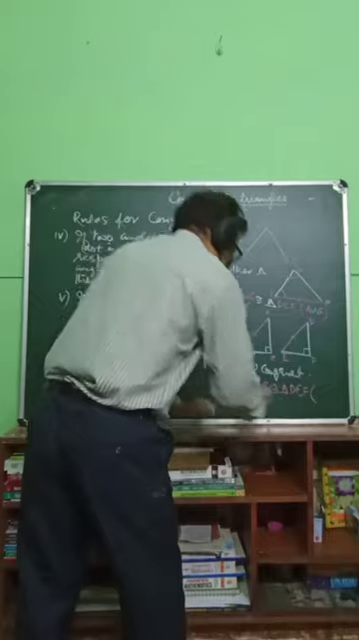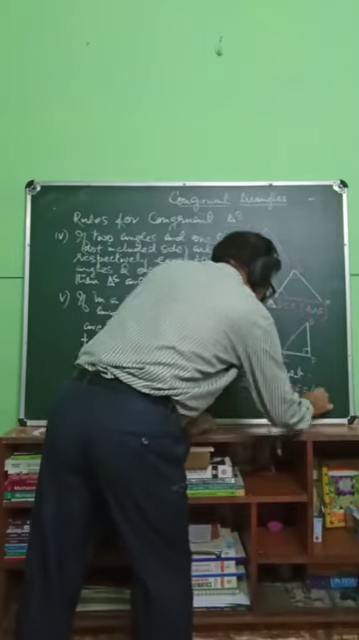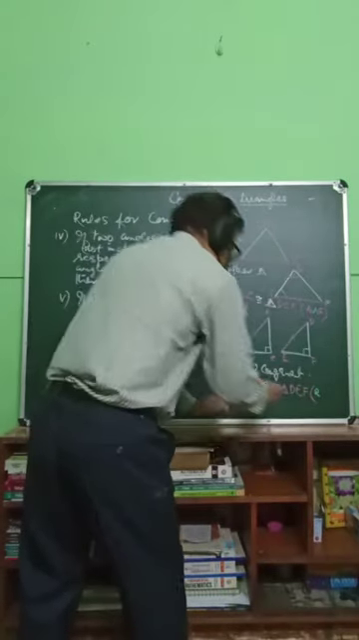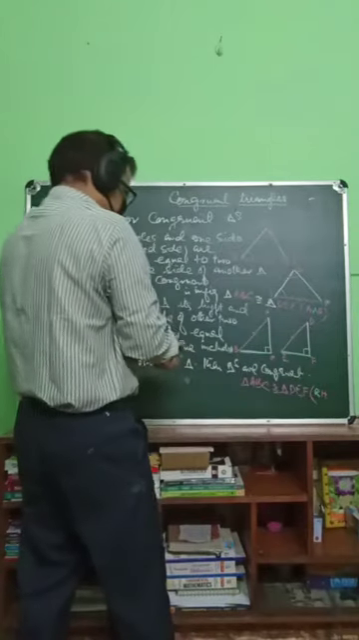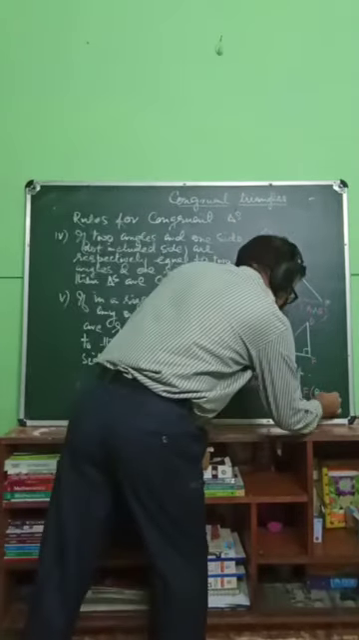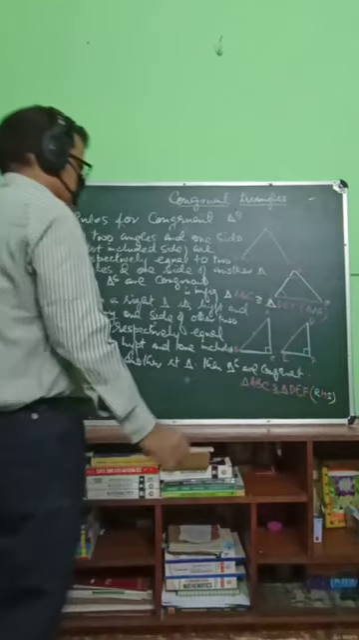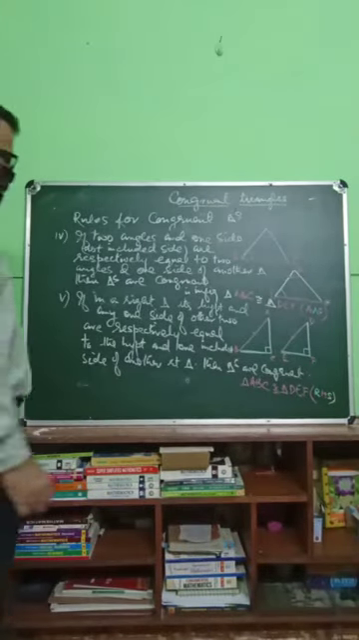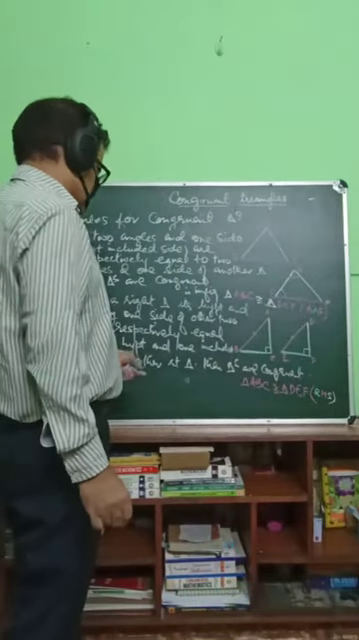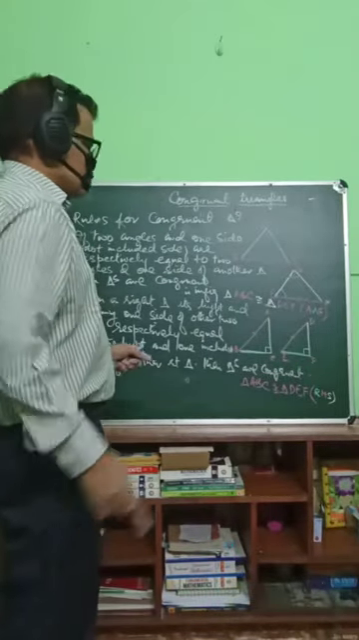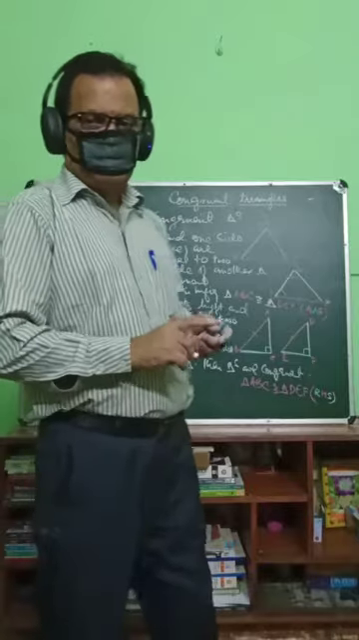Right angle is green, hypotenuse pink, means they are equal, and any one of the sides, let us take side RHS, so the triangles are congruent, or you can make this also and this also equal, so any one of these two sides, so the triangles are congruent. So there are 5 rules for congruence.